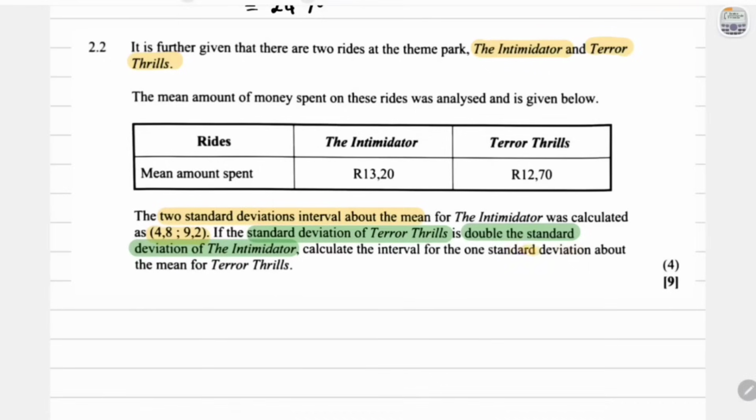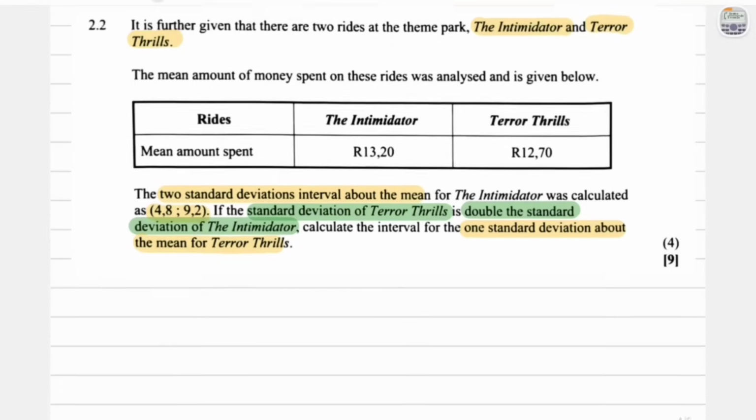So that's really what they want at the end of the day. Calculate the interval for 1 standard deviation about the mean. Okay, let's quickly understand what they mean by 1 standard deviation about the mean, or 2 standard deviations about the mean. Okay, what do they mean by that?